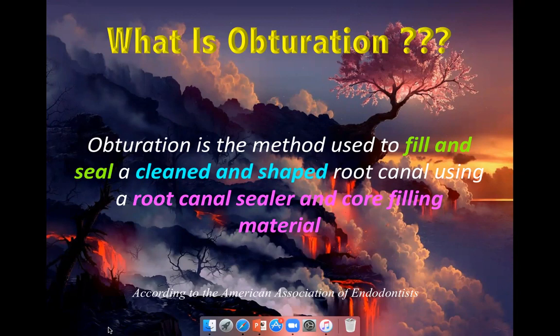Now, we know that these canals have two portal entries. One is from the coronal aspect, which is from the pulp chamber, and the other one is from the apical end, which is from the apex. We have certain accessory canals also present in the root canal system. We need to seal every portal entry of the root canal system. Then only we can achieve a better success and a good prognosis of the root canal system.